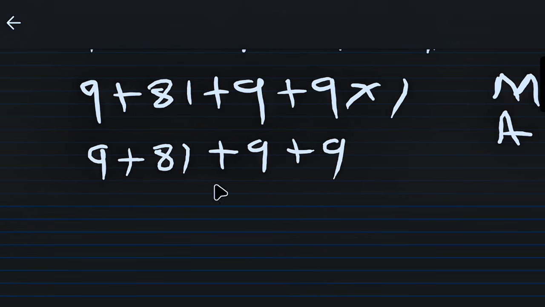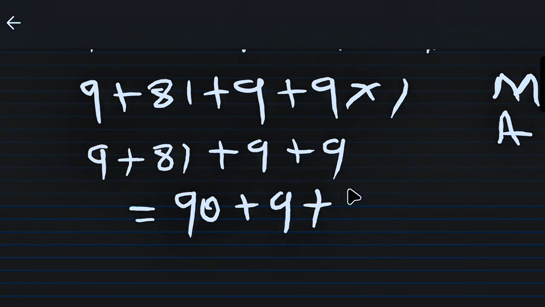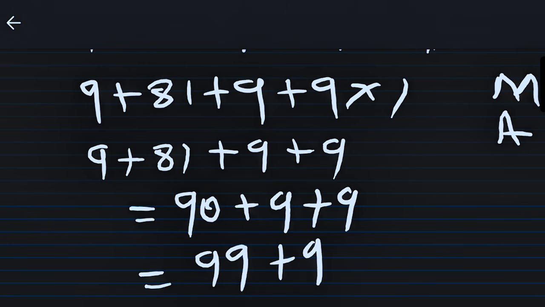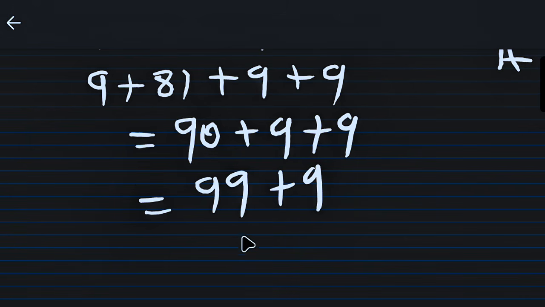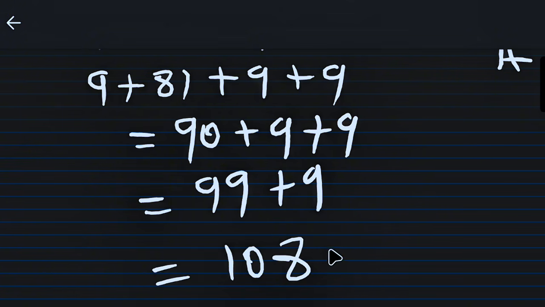So now let's add. 81 plus 9 equals 90, plus 9 plus 9. 90 plus 9 equals 99, plus 9. And 99 plus 9 will give us 108 as the right answer.